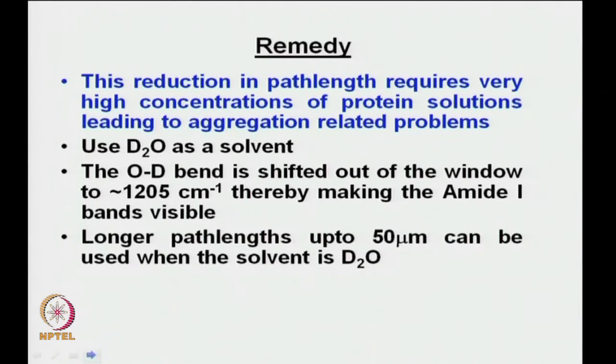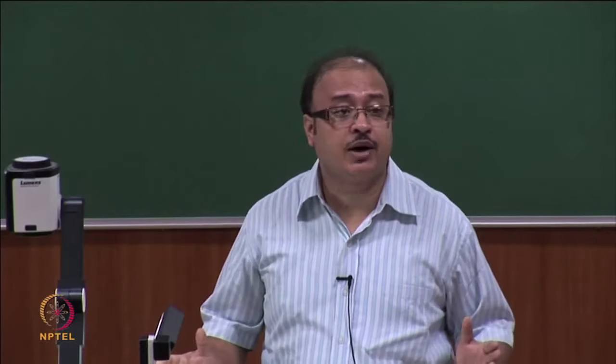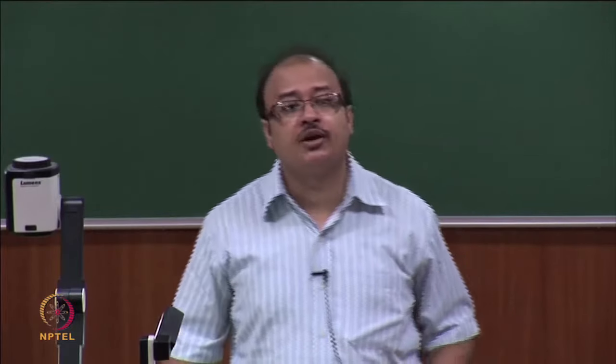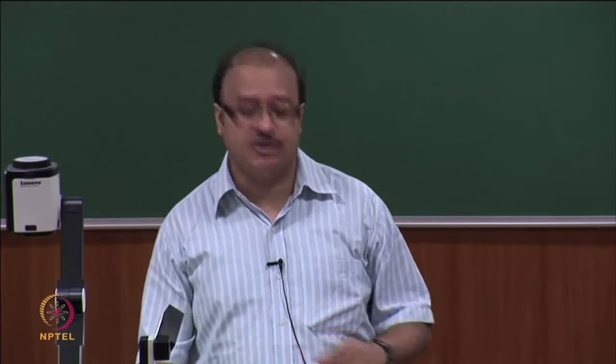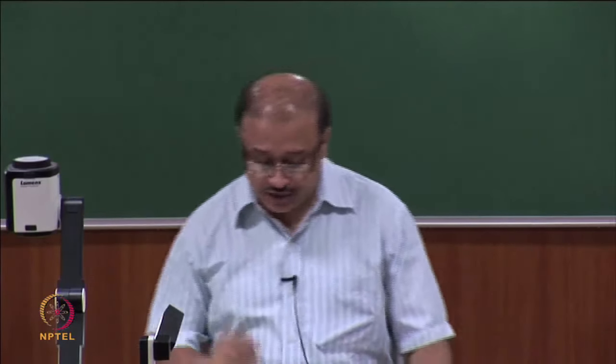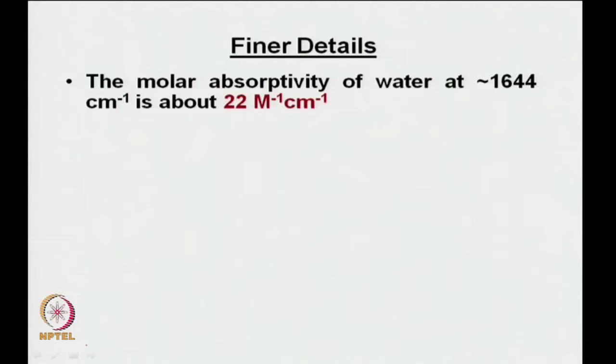Longer path lengths up to 50 micron can be used when the solvent is D2O. The good thing is you can have a smaller protein concentration and increase the path length without having too much background contribution from D2O, and still do a proper background subtraction, because you are well within the linear range of the detector and the D2O bending mode is not even there. Now, this brings about a significant reduction in the protein sample concentration. Okay. Now, what are the finer details?